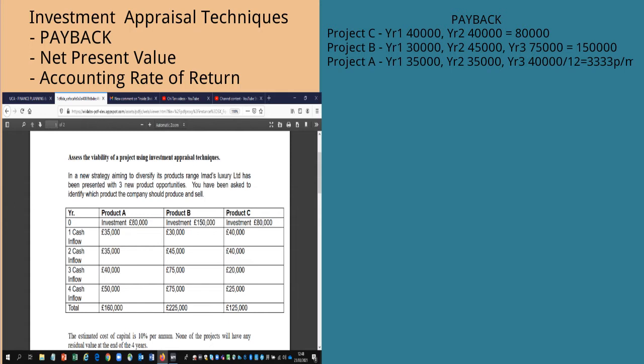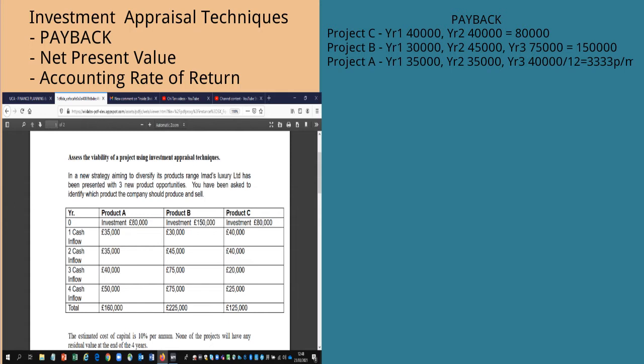If we look at the three projects, then project C is the quickest project to get your money back, 2 years, followed by project A, 2 years, 3 months, and then project B, which is 3 years. So, here, if we use this method, then we would have selected project C.